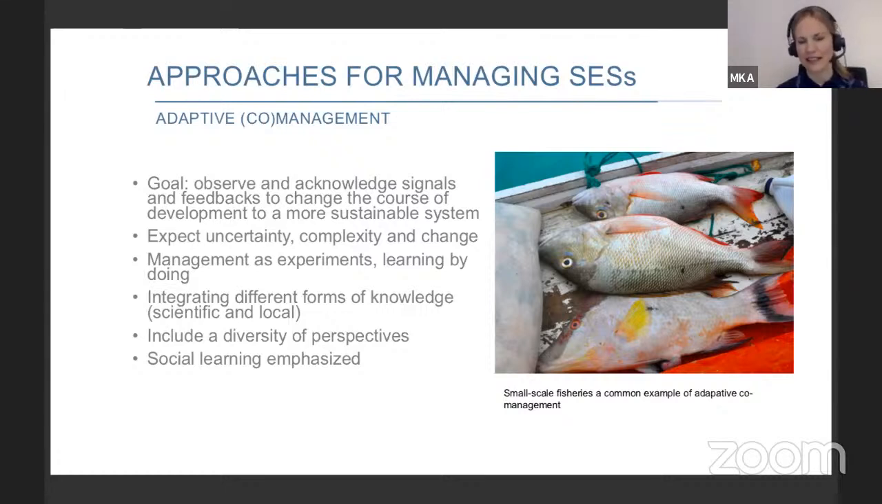And key is also the integration of different forms of knowledge, scientific and local, and a diversity of perspectives that need to be coordinated, and there are challenges with that. And the emphasis is on learning and how we can learn from change and by that provide a better possibility to deal with future crises.